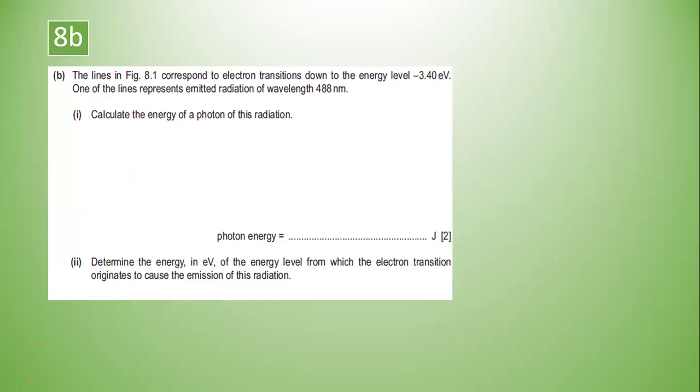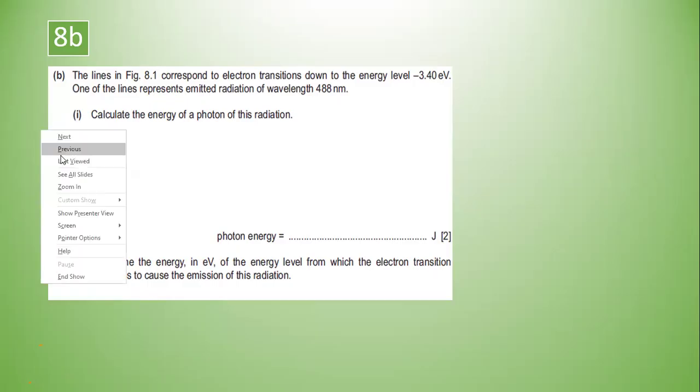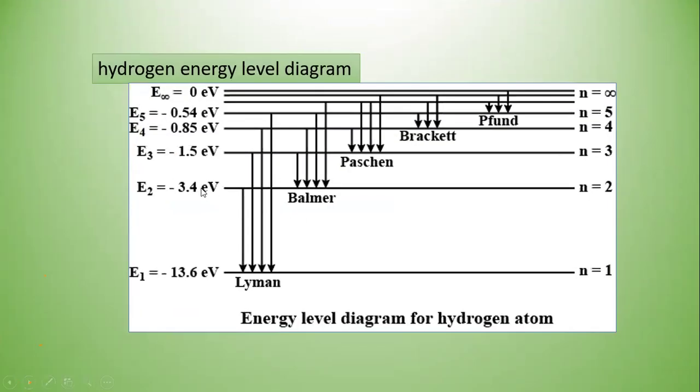Lines of figure 8.1 correspond to electron transitions down to energy level minus 3.4. One of the lines represents emitted radiation of wavelength 488 nanometres. When you observe, it's likely to be in the visible region. The visible region is this level, not this level. This level is ultraviolet. This level is visible.